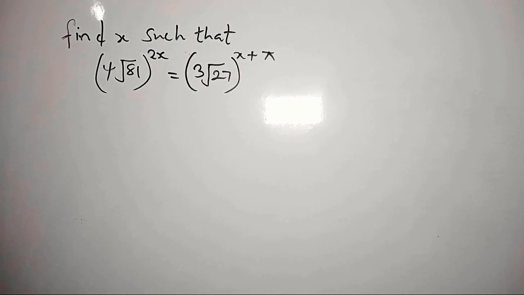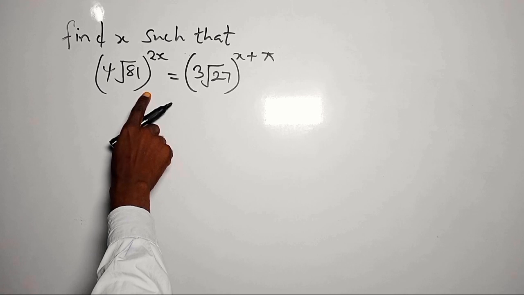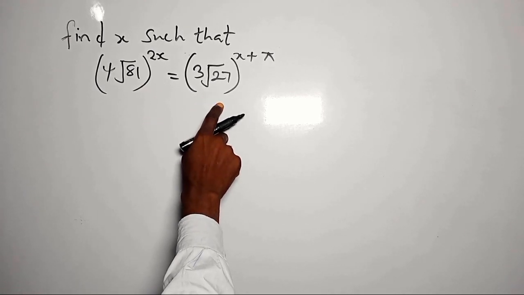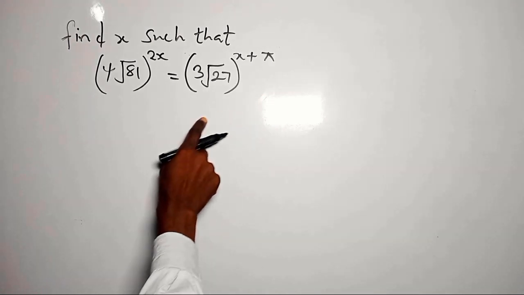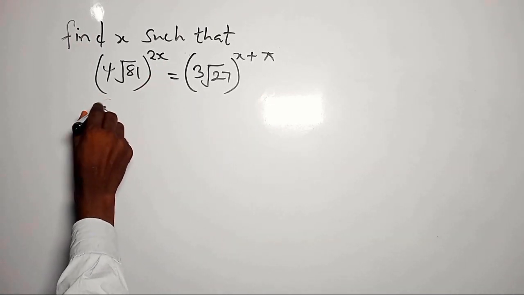The question says find x such that the fourth root of 81 raised to power 2x equals the cube root of 27 raised to power x plus pi. Okay, what's the value of x in this equation? So how do you go about this solution?